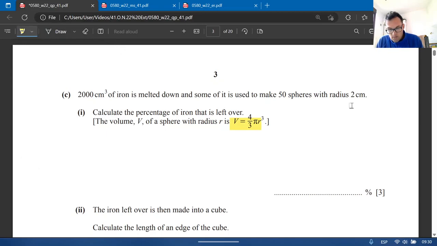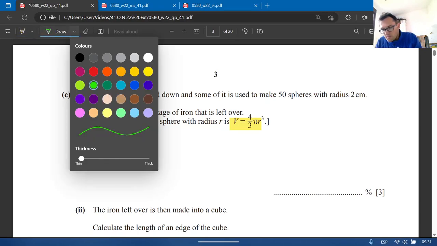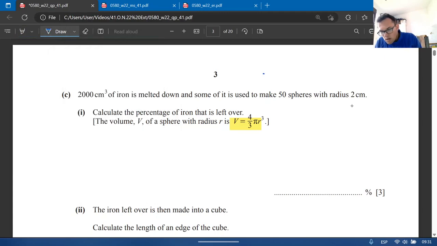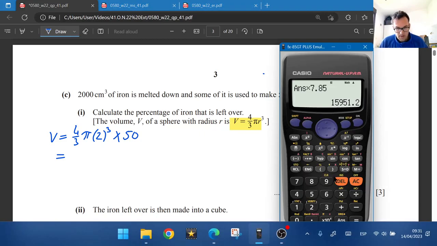So the volume of a sphere. So let's see what is the total volume of those 50 spheres. So let's first work out the volume of one sphere. So the volume of one sphere is calculated by using this formula, of course. And then we're going to make 50 of them, so we times that by 50. See what we get. So let's do that. Let's start off with that.